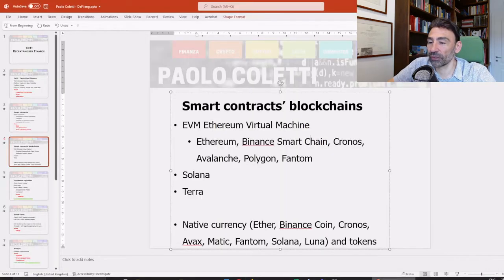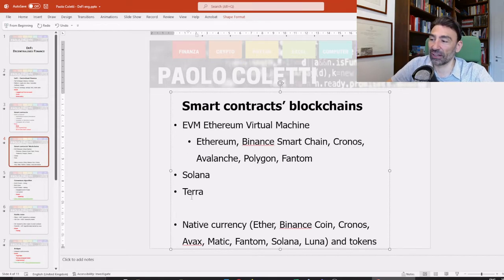As we have seen, every blockchain has its own native currency. For Ethereum it is Ether, the Binance coin BNB for Binance, the Kronos for Kronos. Not always is the name the same. For example, for Polygon, it's Matic. However, there are several other blockchains which are not EVM, but still can handle smart contracts, not written in Solidity but in other languages, and really pretty good. They play a major role in decentralized finance.